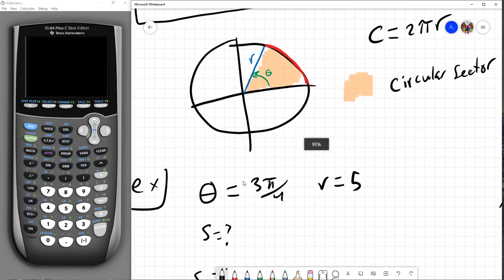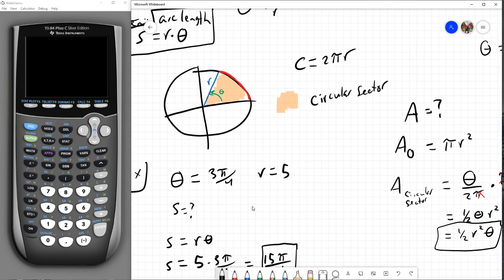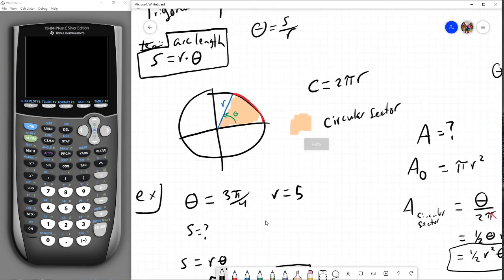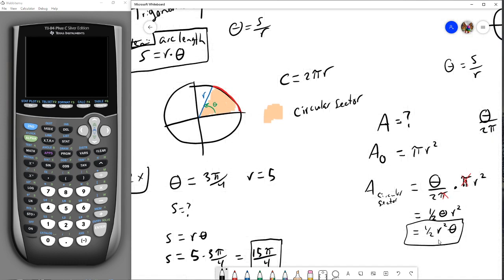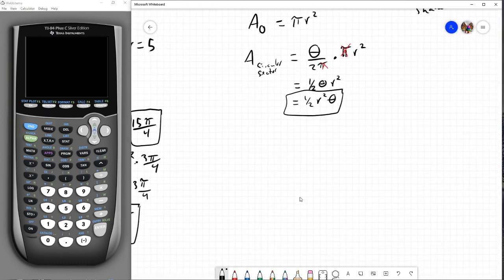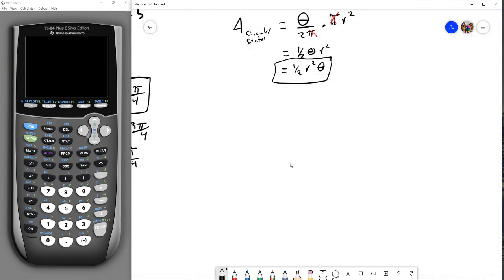Alright, so I guess the summary then is, zoom out a little bit more. We have an arc length equation that's s equals r theta, and we have the area of a circular sector that is 1/2 r squared theta. So let's just put it on the same screen here. Arc length s equals r theta. So these are our two equations that we'll want to keep in mind for future reference.